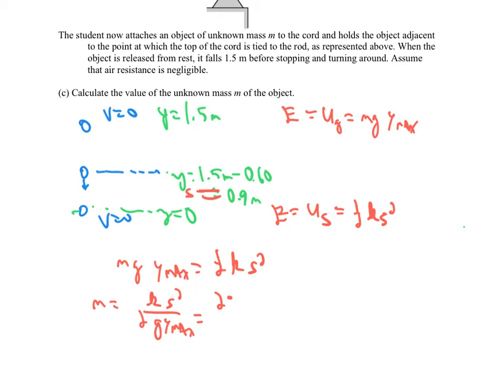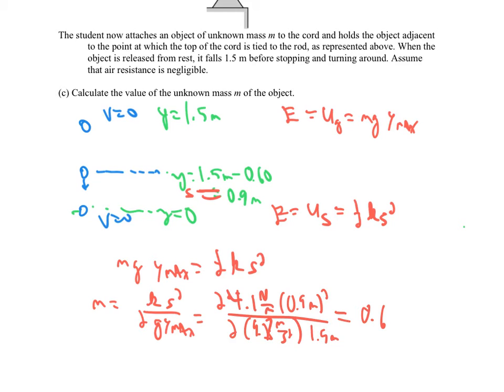Actually, I think I'm going to use the 24 since I did the regression. 24.1 newtons per meter times 0.9 meters squared over 2 times 9.8 meters per second squared, times, of course, the 1.5 meters down here. So we get 0.664 kilograms. And their answer is sort of around 0.69, so this seems fine.